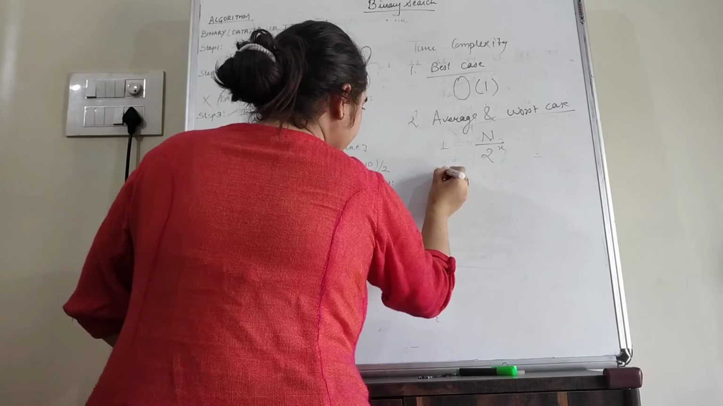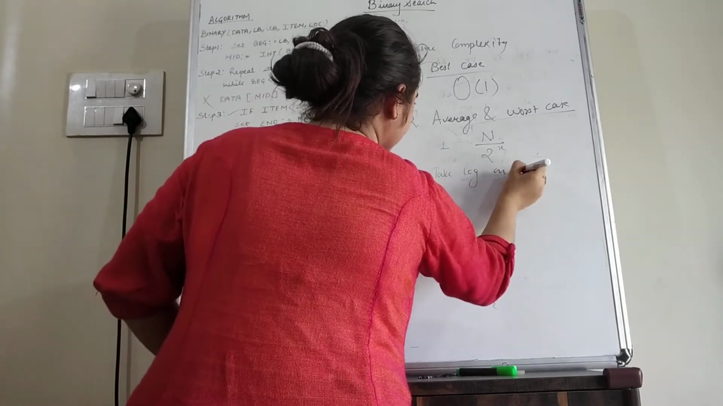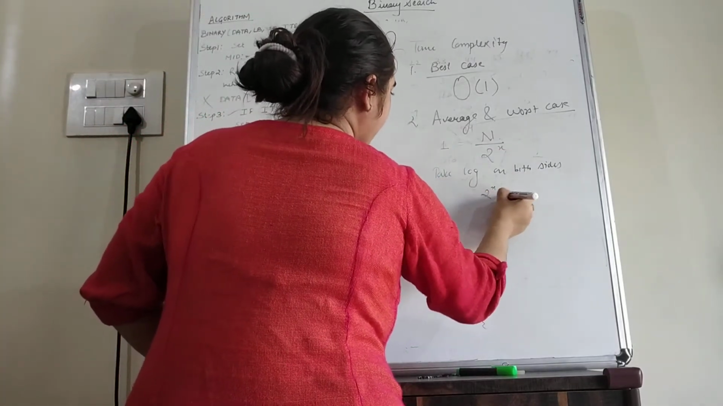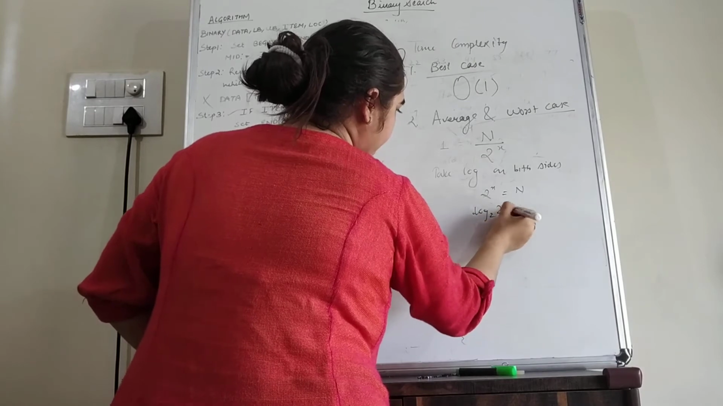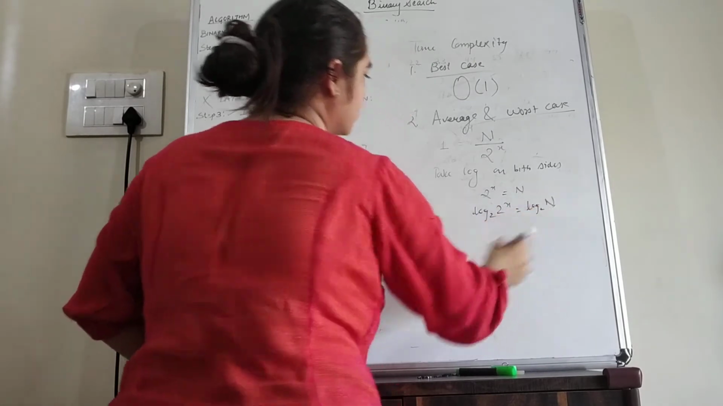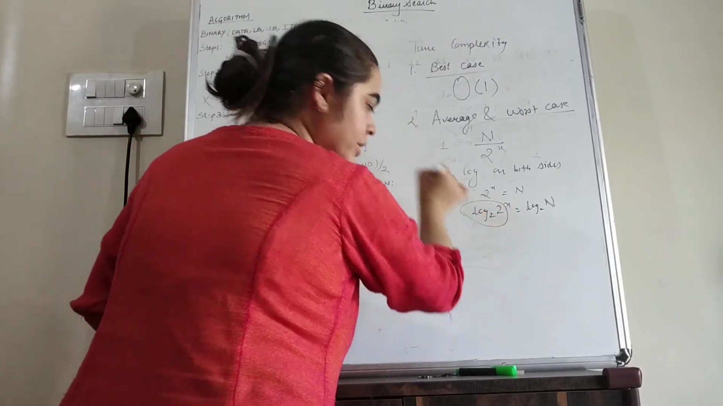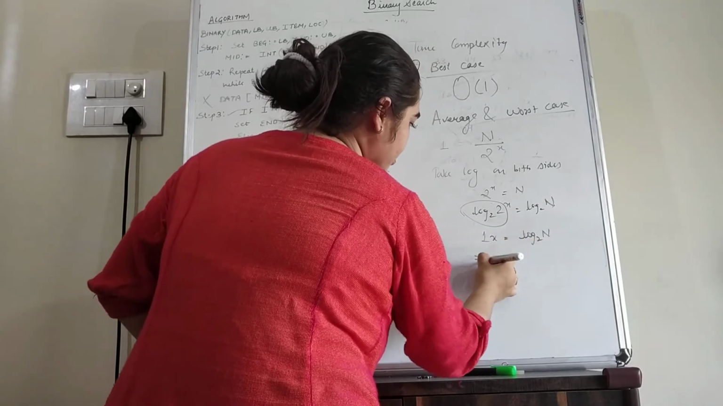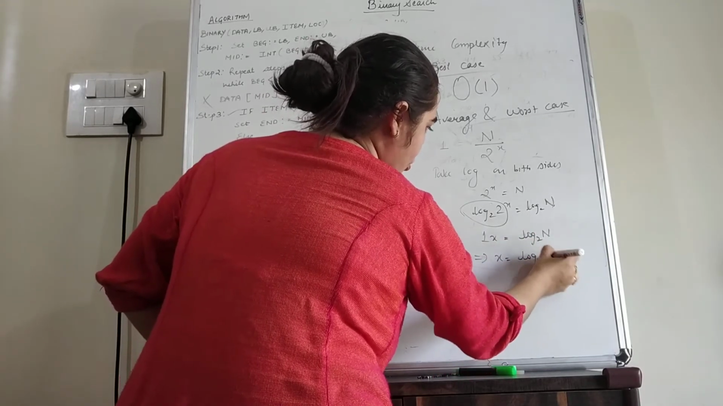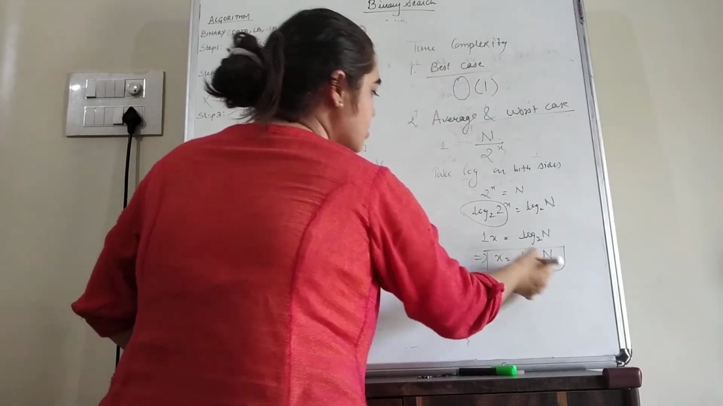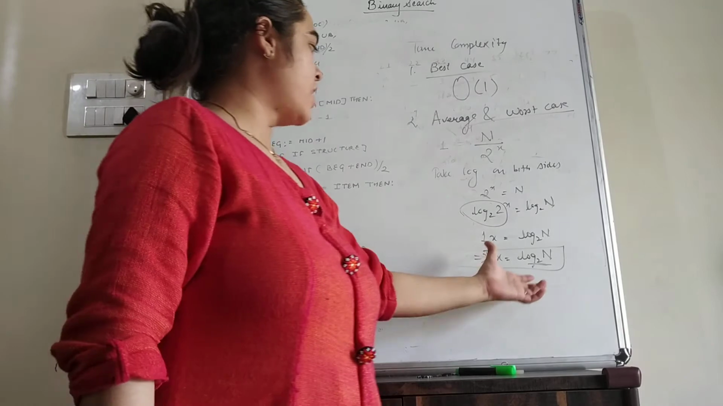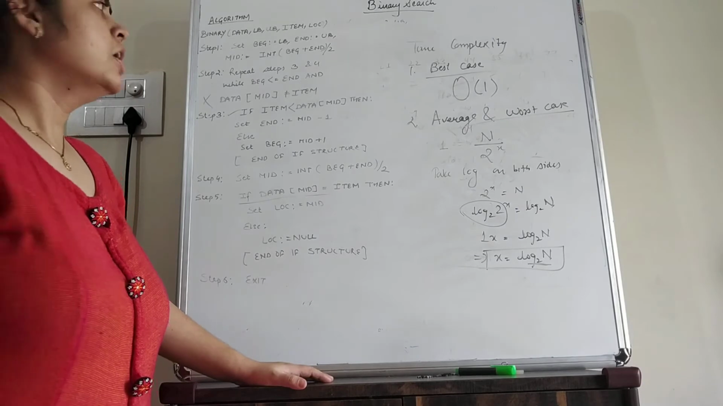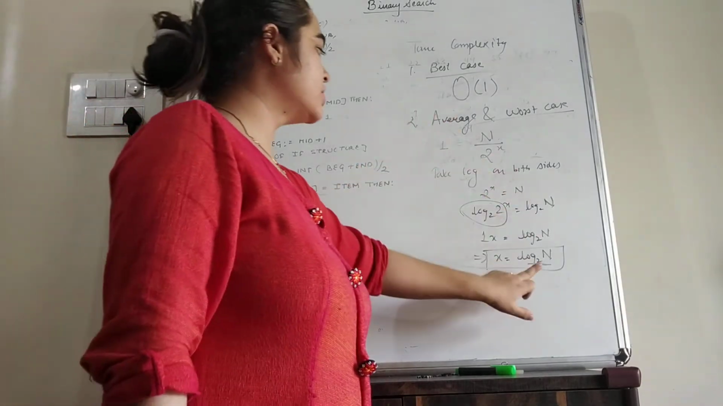Now we can take log on both sides. So if we are taking log on both the sides, okay students, what will happen? Log of 2 raised to x is equal to log of n. Now log of 2 is equivalent to 1, so we can write 1 into x is equal to log of n base 2. Therefore it implies x is equal to log base 2 of n. So this many times we can again and again divide the list with n number of elements. So worst and average case is log base 2 of n.